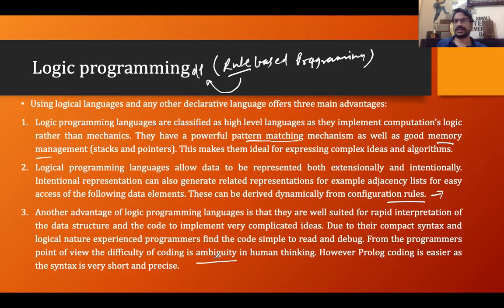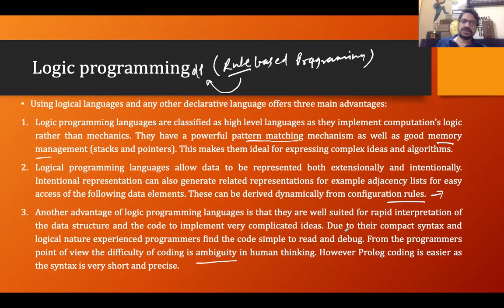Let's say we have the fact like sun is rising from the east, and if we have some facts like sun is rising from the north, both statements will be contradicting each other. So we have to make sure that these contradictory facts will not be added into the knowledge base. If you do that, the compiler will get confused and will not give you the desired output. However, Prolog coding is easier as the syntax is very short and precise.